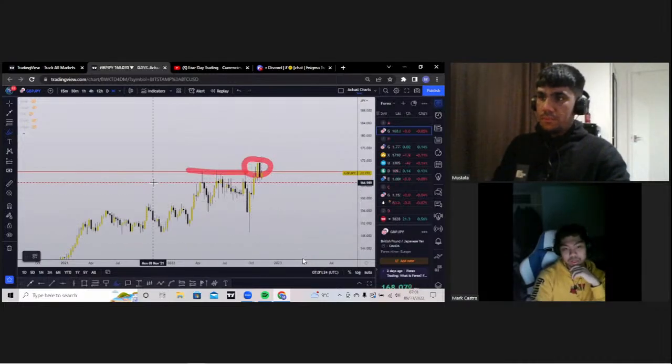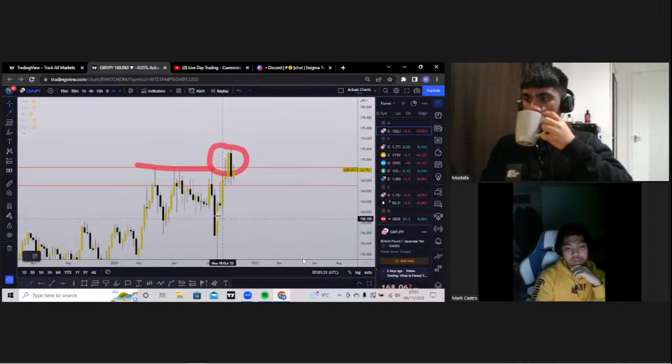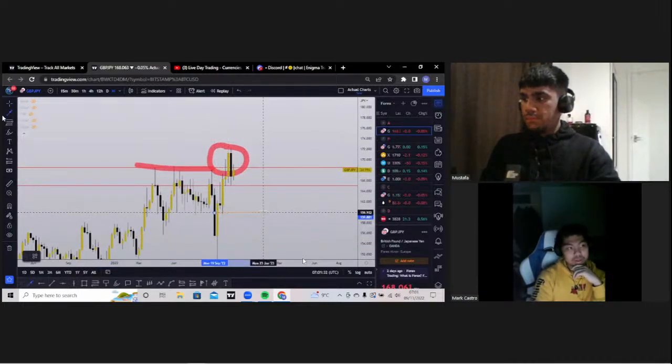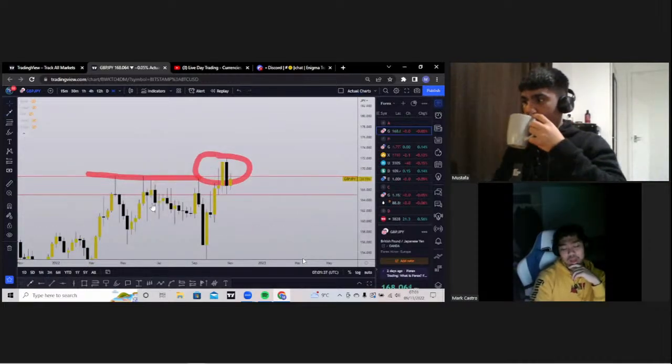The nearest sell side liquidity is in this next weekly level over here, and that's potentially where we're looking to get. Obviously, the other sell side liquidity we have is over here, and the next one is down here as well. So plenty of levels that we could go further down.